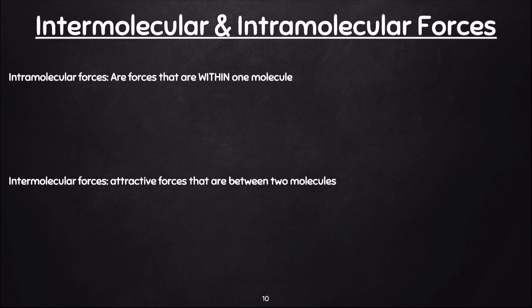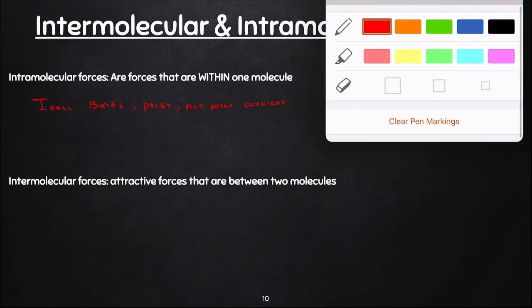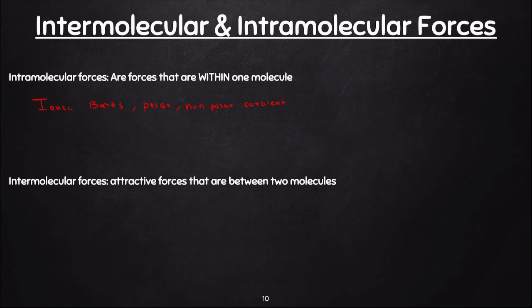They are ionic bonds. We also have the polar covalent and non-polar covalent bonds. And these are the three different types of intramolecular forces that we have, and they are within one molecule. And now we'll be investigating what intramolecular forces are in our IF3.